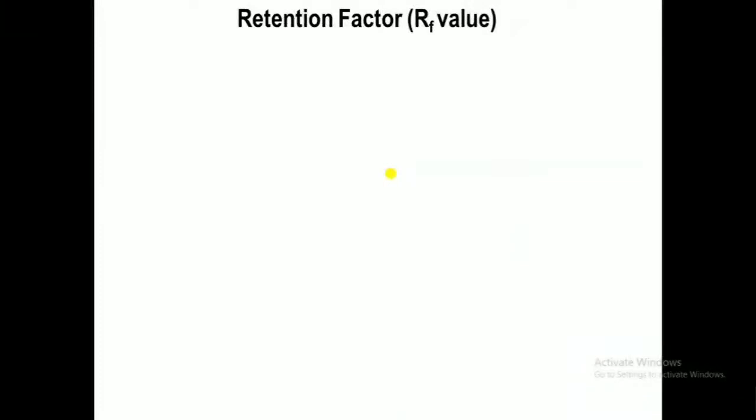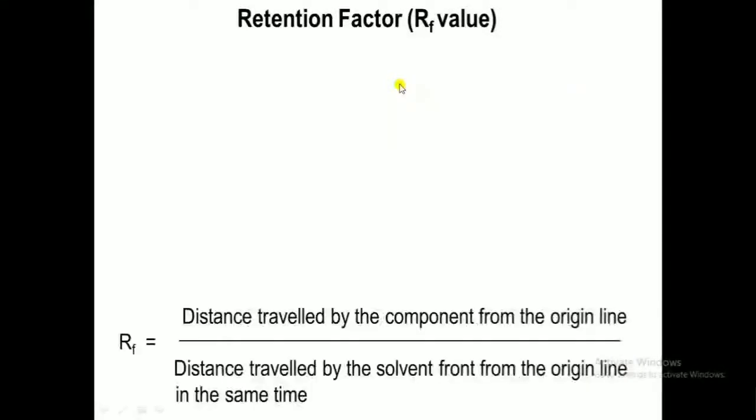Now, the most important thing which we have to see in planar chromatography is the retention factor, or RF value. So let's see what the retention factor is. The retention factor, RF, is the distance traveled by the component from the original line divided by the distance traveled by the solvent front from the origin line in the same time.